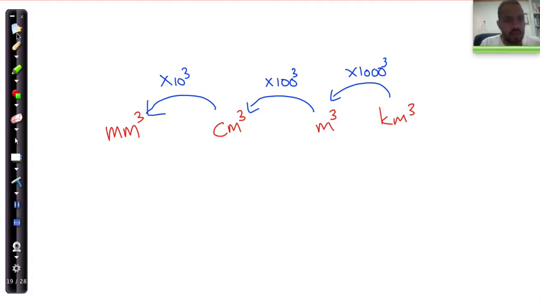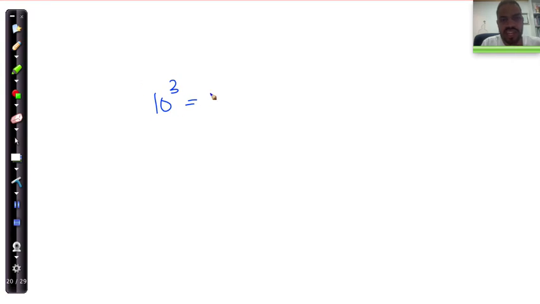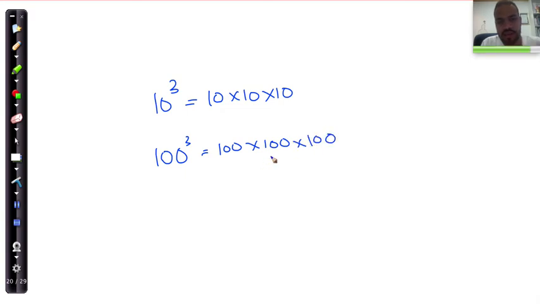Now that's very important, because if I have 10 cubed, you must know that that's not the same as 10. That's actually 10 times 10 times 10. 100 cubed is actually 100 times 100, which is 10,000, times 100, right? And then similarly with 1,000 cubed, that's 1,000 times 1,000 times 1,000.